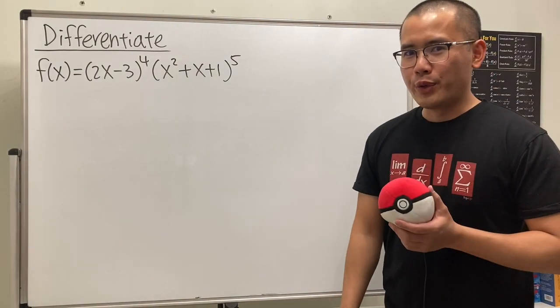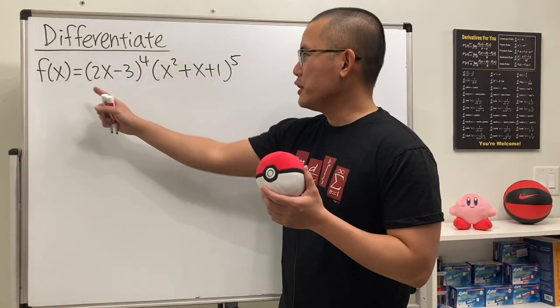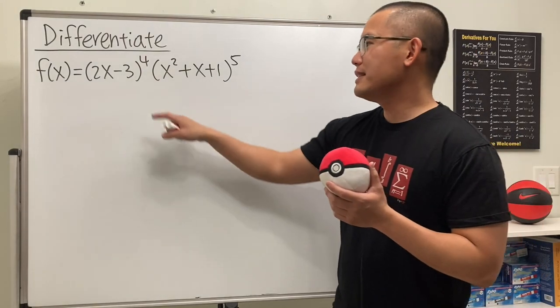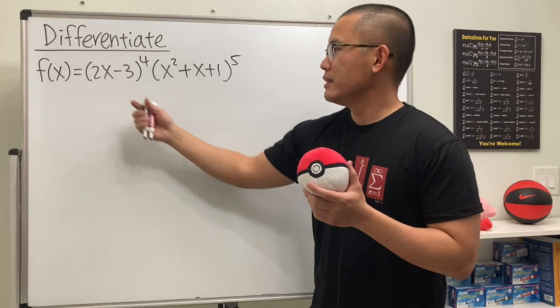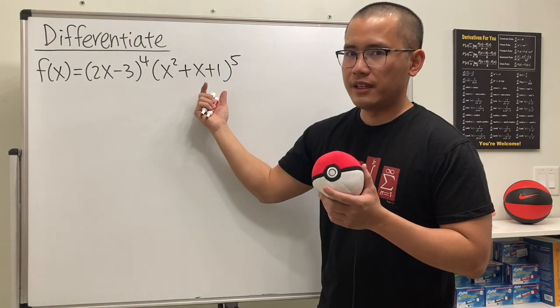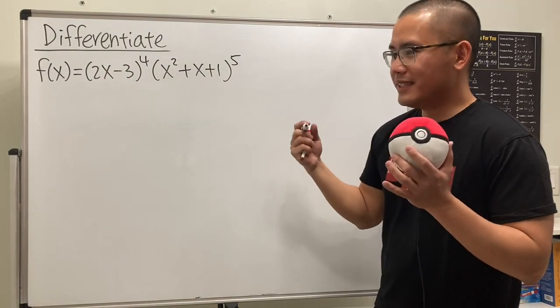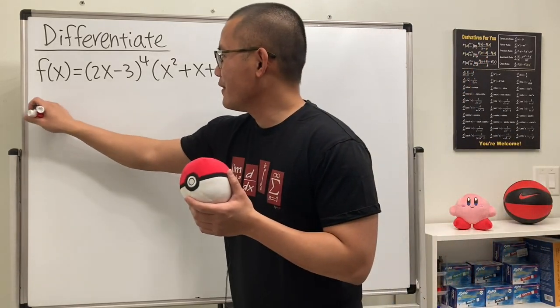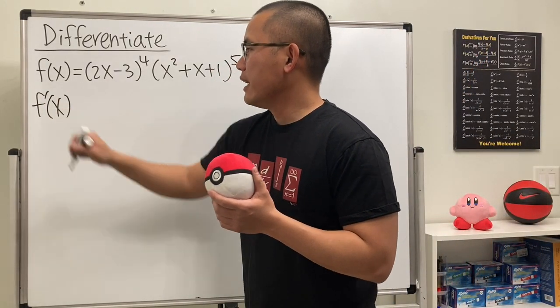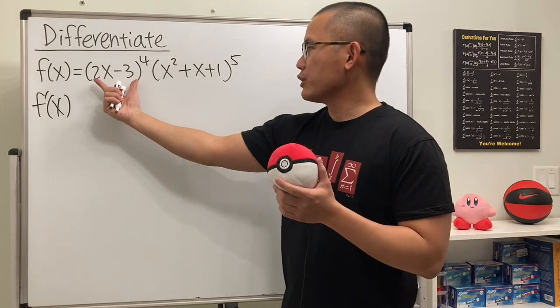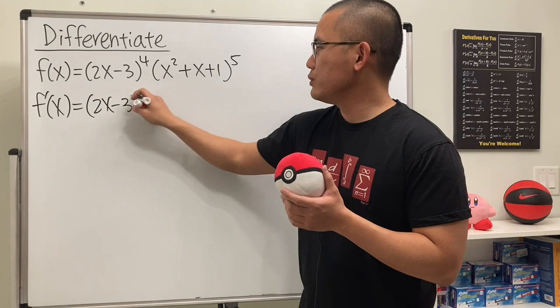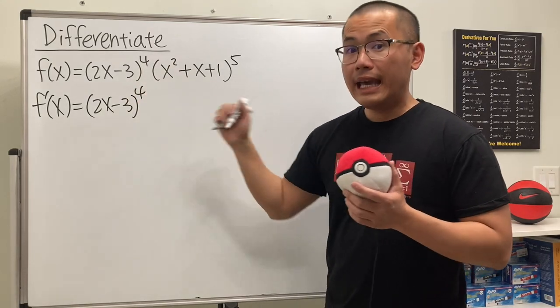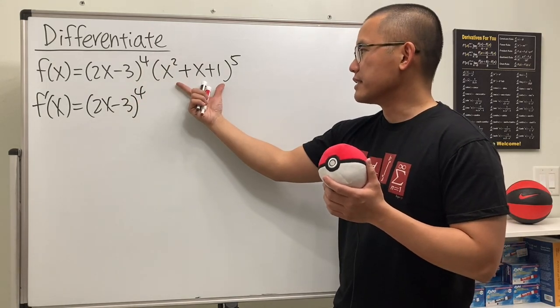Okay, this is a pretty crazy one. Check this out. We'll differentiate this function here. Notice that this is a product of two functions, and we will have to use the chain rule for this and that as well. But anyway, let's just go ahead and get to work. First off, let me write down f prime of x. Product rule says we are going to keep the first function, so we will have parentheses 2x minus 3 raised to the fourth power, and then we multiply by the derivative of the second.